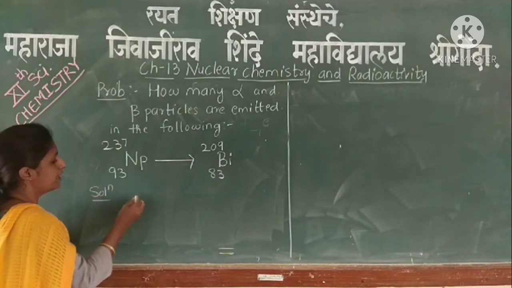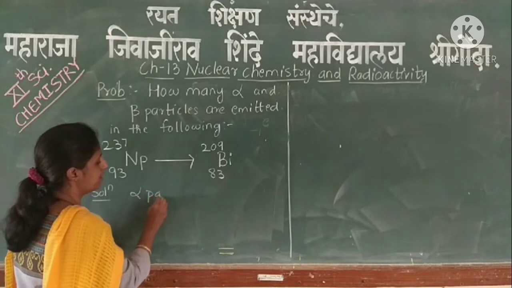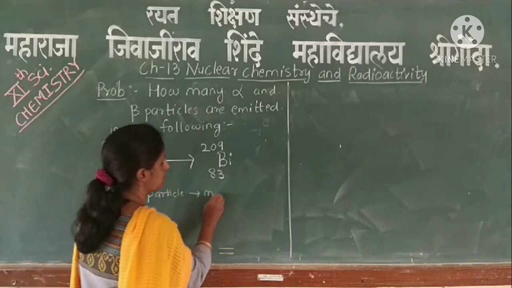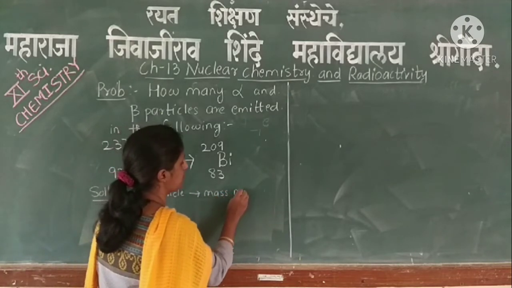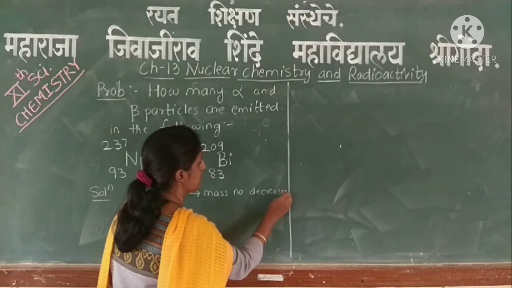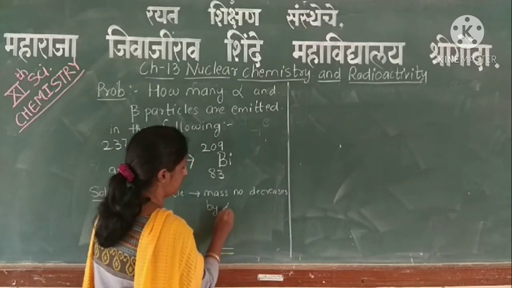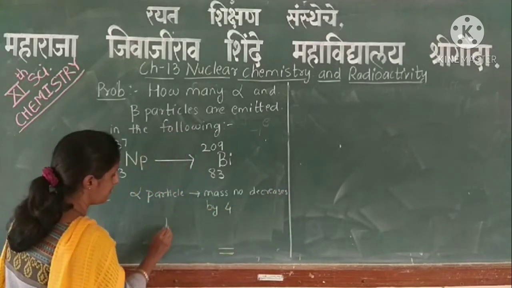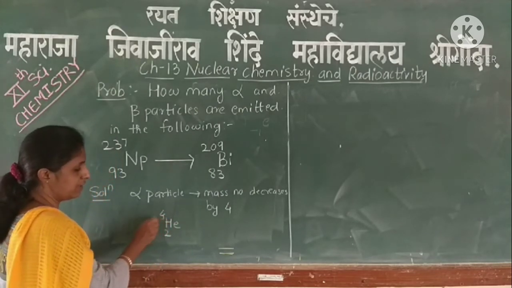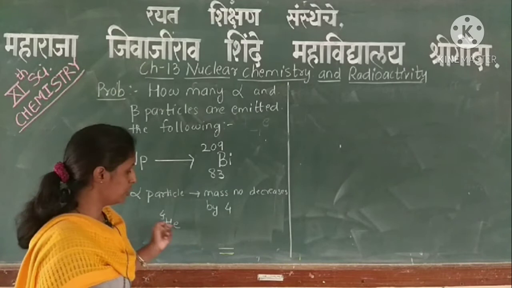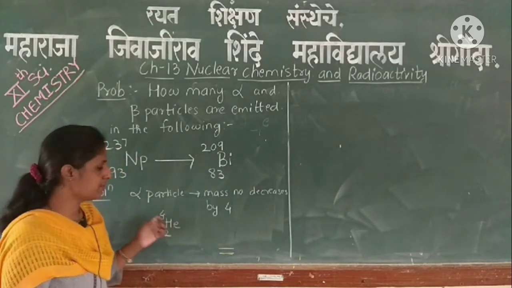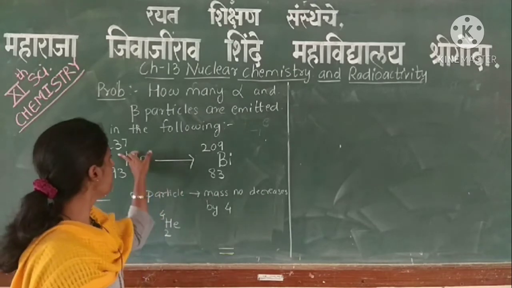Now we know that if one alpha particle is emitted, mass number decreases by 4. Okay, alpha particle. What is an alpha particle? This is an alpha particle. So if this is being given out from your nucleus, how much will the mass decrease in the product nucleus, the daughter nucleus? Mass number by 4. So now we will find out the difference.